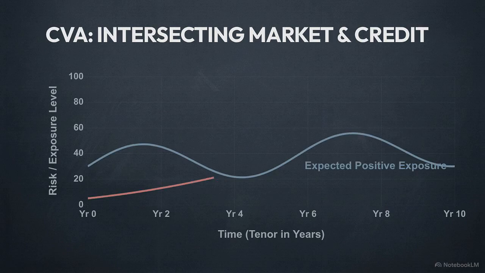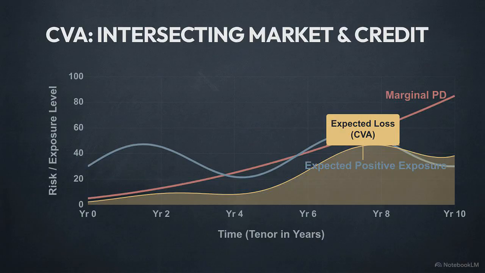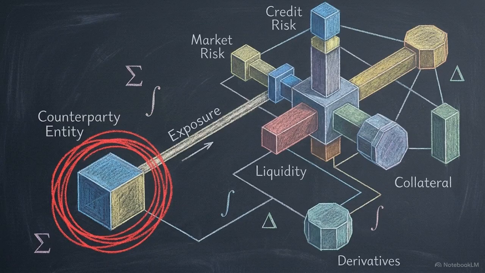One curve projects your expected positive exposure over time. The second curve maps the counterparty's marginal probability of default. Multiplying these two variables together at every future time step and discounting them back to today generates the shaded area under the curves. This area represents the expected loss from a counterparty default over the life of the derivative. Under normal market conditions, this is a stable calculation.